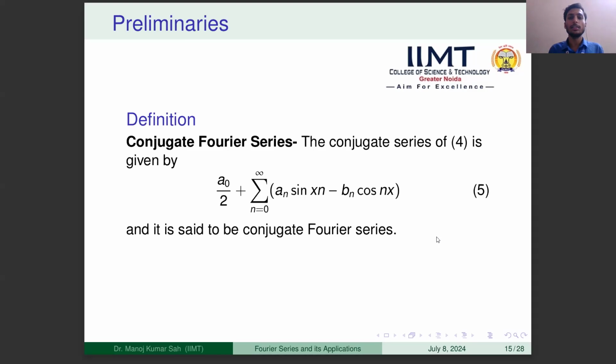Conjugate Fourier series. The conjugate series of the Fourier series is given by equation 5, and it is said to be conjugate Fourier series.